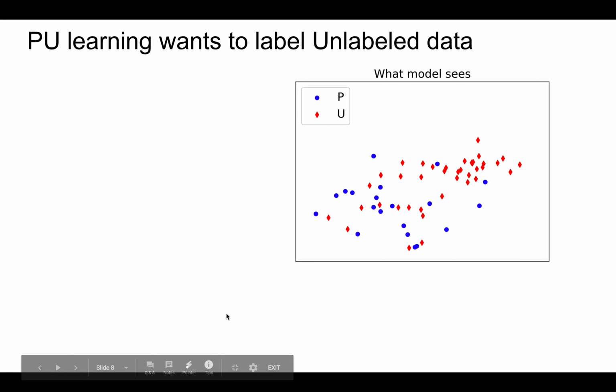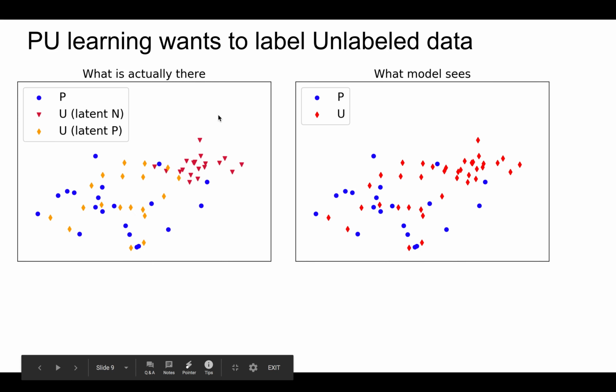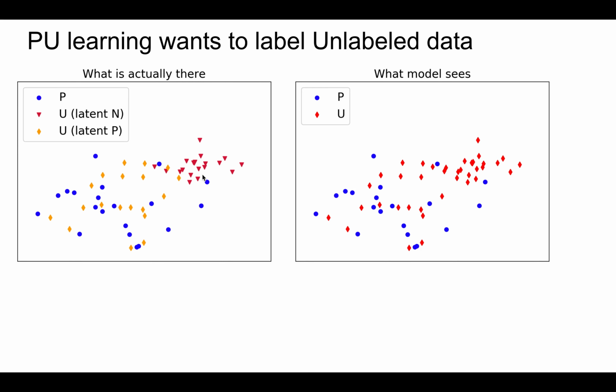Let's talk a little bit about the goal of PU learning. The claim is that while we only see positive and unlabeled data, what we want to do is to restore kind of this picture that unlabeled data is actually either positive or negative.